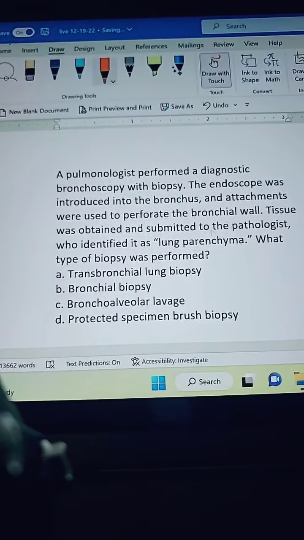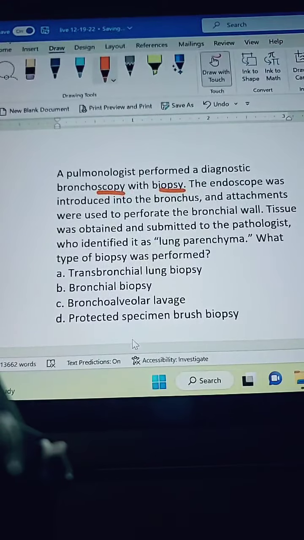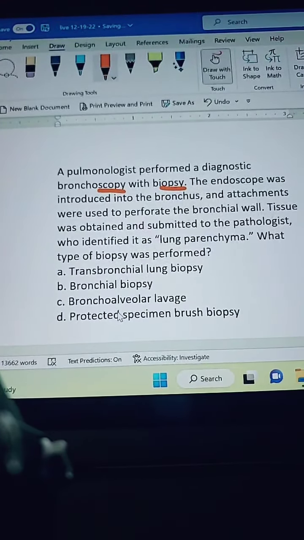Pulmonologist, diagnostic bronchoscope with biopsy. What is that? Which one would that be?